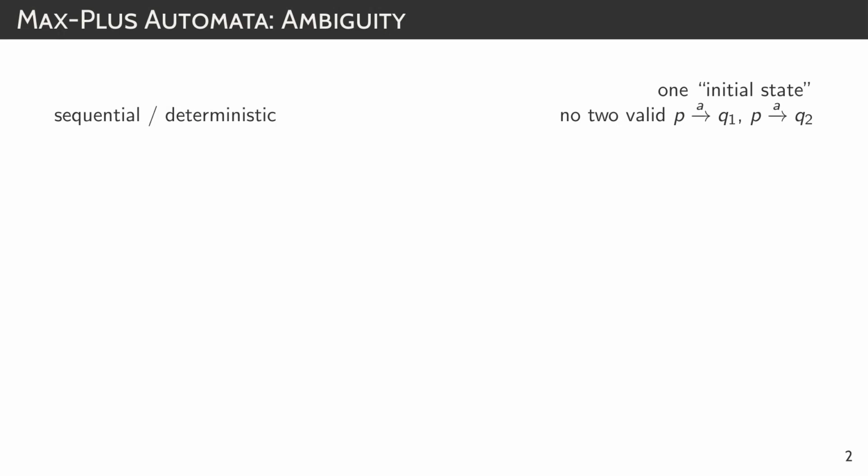Okay, a very important concept for this talk is the ambiguity of a max plus automaton. The first type of ambiguity we want to consider here is that of sequential or deterministic automata. And this is just what you would expect. We call a max plus automaton sequential or deterministic if there is at most one initial state, so at most one state with an initial weight that is not minus infinity, and there should be no two valid transitions like this. So if we are in a state P and we read a letter A, then there is at most one state which we can go to with a weight that is not minus infinity.